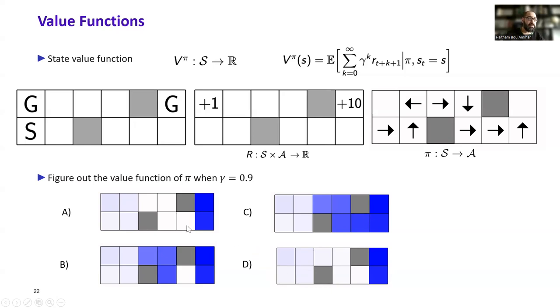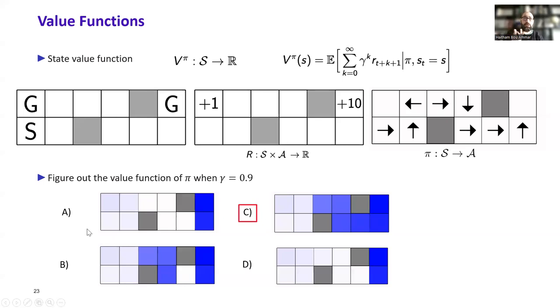So if you look at this, or this, or this, you notice that this is not right, because this state here should have a high value if gamma is equal to 0.9, because that means I look further into the future and then I will get to this positive reward. So that's why the answer is actually this one here, because here I can get a high value. And this one also will have a high value, lower than this, but still high, because in a couple of steps I will arrive at the goal. Similarly here, and so forth.